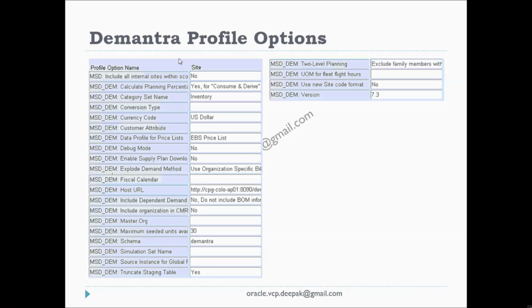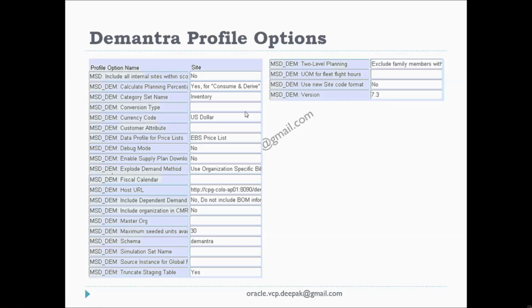These profile options are seeded default configurations. For example, what is your default price list, the EBS price list; what is your default currency, US dollar; what is your category set. So it's inventory. Then there is the host URL of the Demantra collaborator workbench. Then the master schema: on which schema we have installed Demantra. If it is Demantra, then it is Demantra DM. Then there is the version: whether it is version 12 or version 7.3.